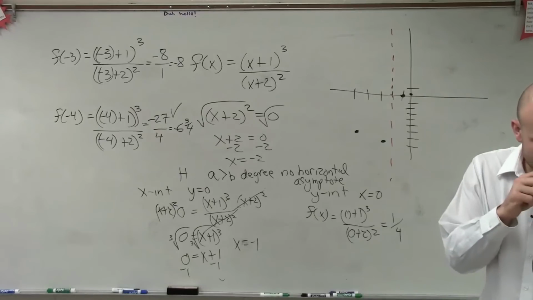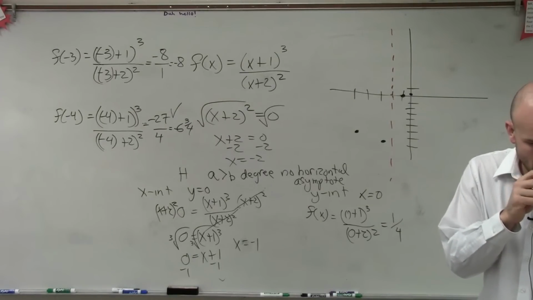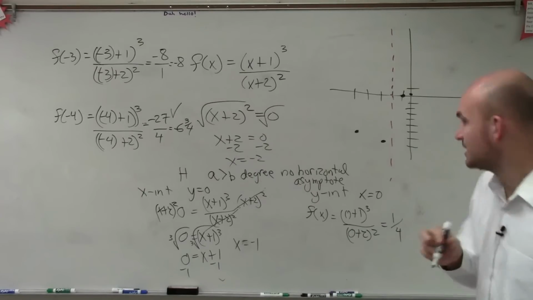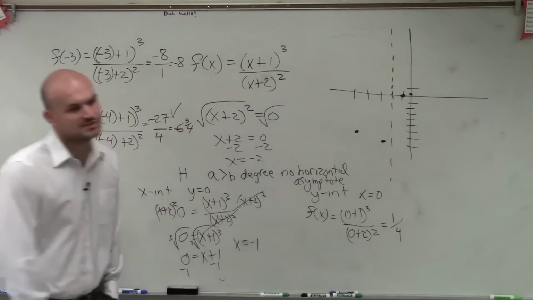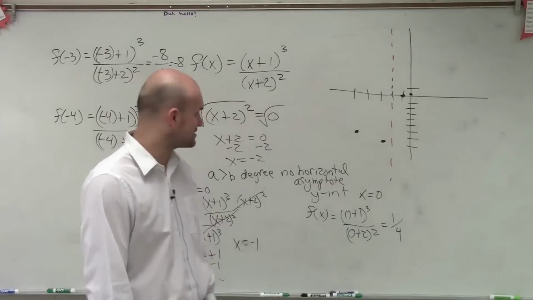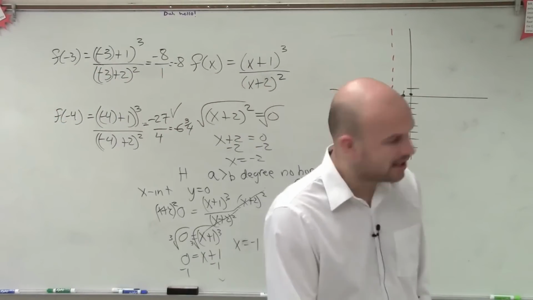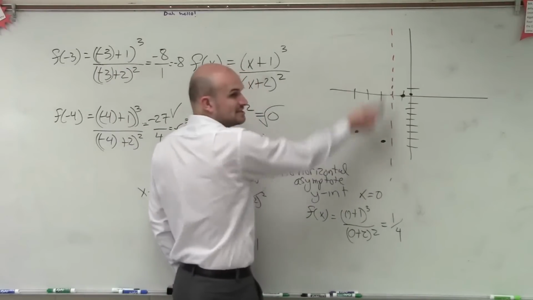Well, that's not right. Oh, yes, I'm sorry. OK, that is right. So what you'll notice, ladies and gentlemen, as we go ahead and graph this, is these 2 points, they actually come around. And what we know is this graph has to approach these asymptotes.